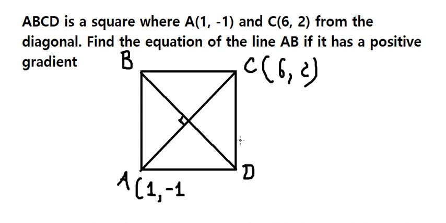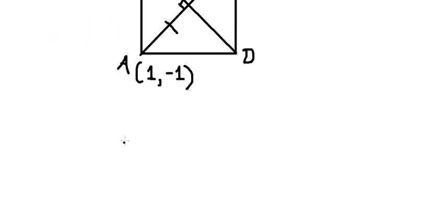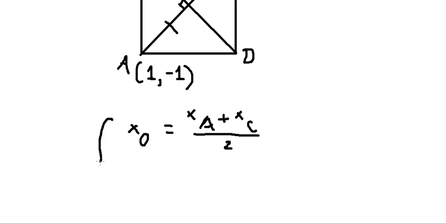The first thing, we put the center O in here. The distances from O to A and from O to C are the same. So to find the point O, we need to know that x of O equals xA plus xC over 2, because O is between A and C. Now we can find y of O, that should be yA plus yC over 2.